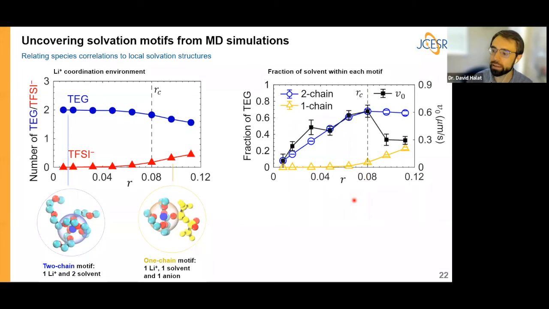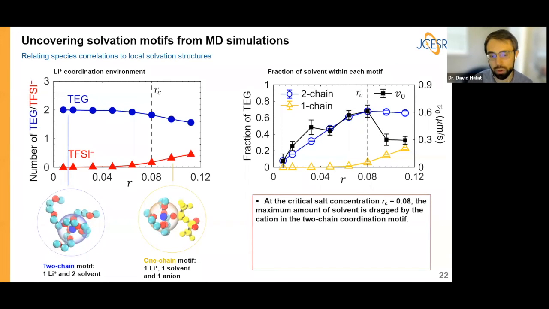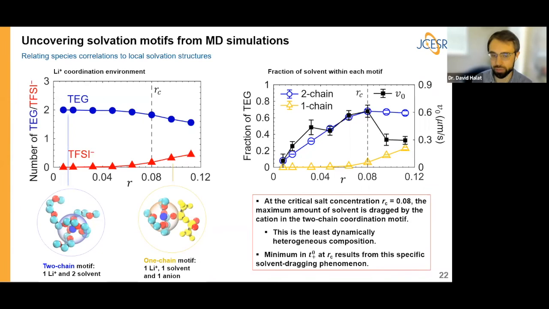Okay, so now when we overlay the eNMR solvent velocity data, what we see is that this actually trends pretty well with the two-chain solvent fraction, with a similar maximum at the critical salt concentration before it drops off. And so what this is aiming towards is a mechanism by which to relate changes in solvation structure to the solvent velocity and then to the transference number. In particular, what we can see is that the maximum amount of solvent will be dragged by the cation in this two-chain motif at this salt concentration. And that concentration is the one in which most of the solvent is tied up in solvation shells. And in turn, that results in a minimum in the transference number.